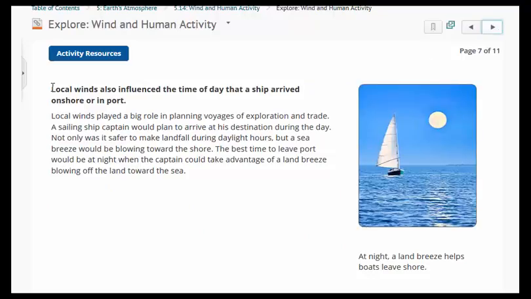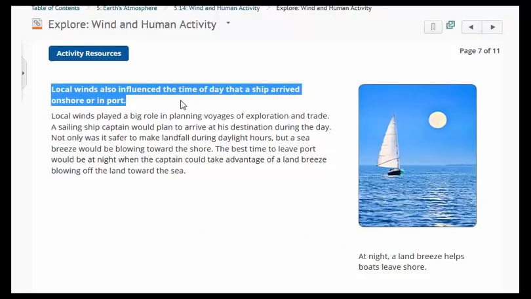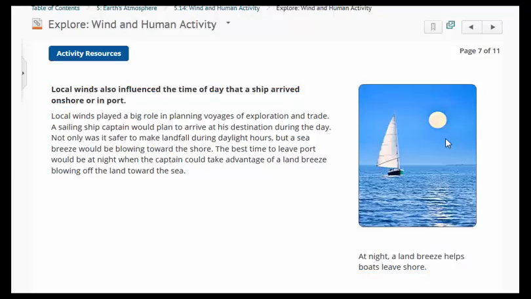Like we just mentioned, local winds influence the time of day a ship arrives. So again, a sea breeze goes from the sea. So during the day, a sailor would want to use a sea breeze to come to the shore. At night, a land breeze helps the boats leave. Make sure you know this.